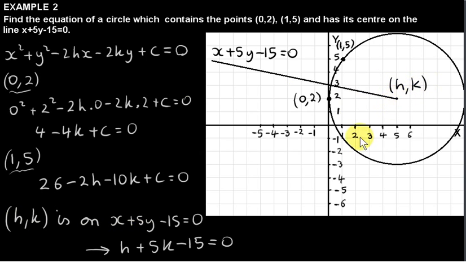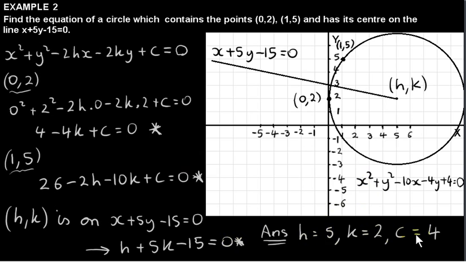Now if the centre HK is on the line, then the centre HK must satisfy the equation of the line. So we plug h in for x, k in for y, we get h plus 5k minus 15 equals 0. So now we need to solve between these 3 equations. We have enough information. We will get h equals 5, k equals 2, c equals 4. So if we plug these values for h, k and c back up here, we'll get x squared plus y squared minus 10x minus 4y plus 4 equals 0.